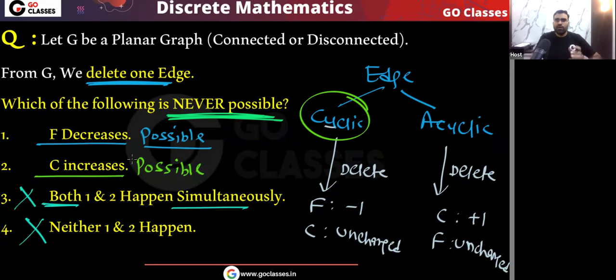Understood? And tell me, what about F increase? Can it happen? You are deleting one edge. Is it possible that the number of faces can increase by deleting one edge? The number of faces can never increase. What about C decrease? Is it possible that the number of components can decrease if you are deleting one edge? No, the number of components cannot decrease. I hope you understood. Okay. So what is possible, what is not possible? Did you understand? Please tell me.